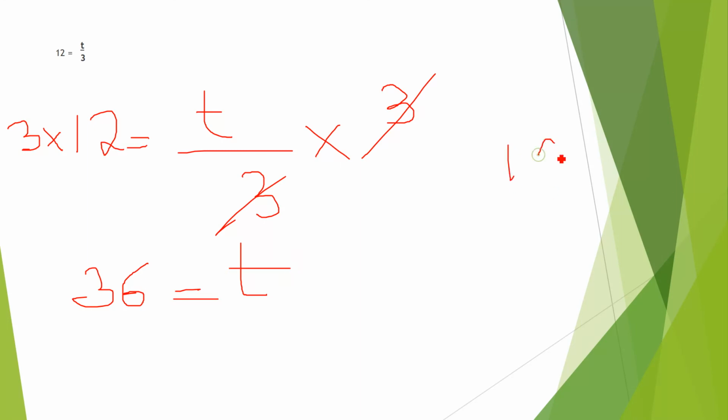Another method is 12 equal to t over 3, right? Cross multiplication. In this case I am not going to write 1 in the denominator, because it is already understood: if there is nothing in the denominator, it means 1. So cross multiplication, this one, and here you have 1, and here is 3. So 12 times 3 is 36, equal to t.